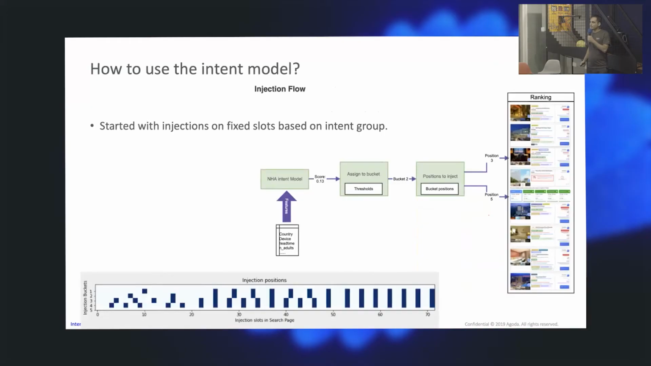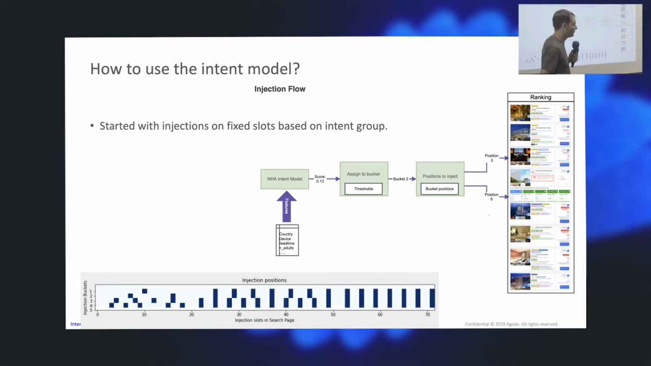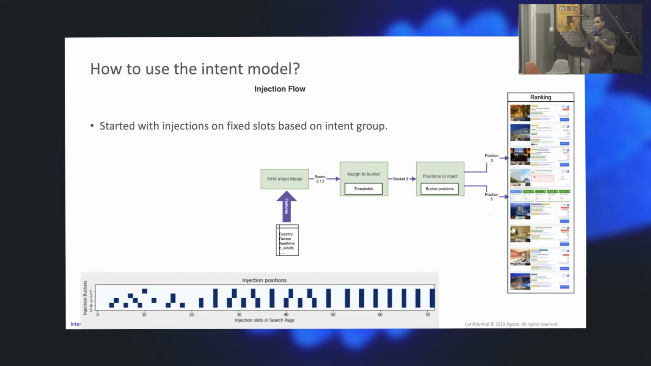So now we have this cool model. What can we do with it? A lot of nice stuff. One of the things that we tried initially is to create injections. The flow was as follows. In the beginning of the session, the intent model gave its prediction. We assigned it to one of 5 buckets according to quantiles, and each bucket got its own injection slot, and we would put NHA properties artificially. We would bump them according to their initial ordering of the ranking model, but we would increase the rank according to the intent model prediction.